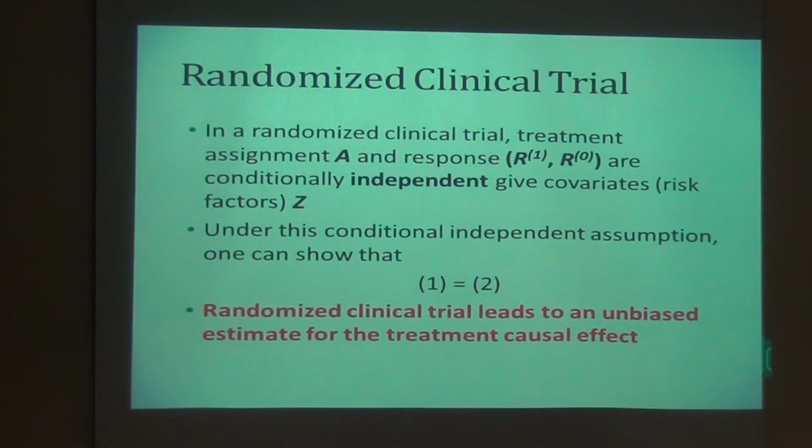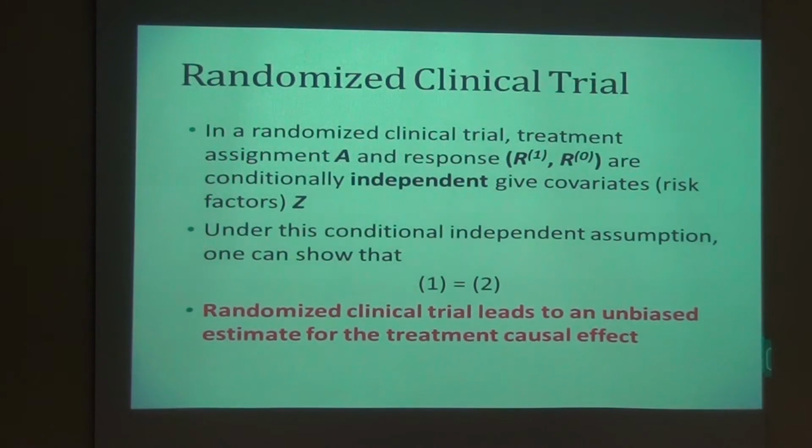In a randomized clinical trial, the treatment assignment A and the response are conditionally independent, given all the risk factors. Because everybody has the same chance, say you flip a coin: head, you receive the treatment; tail, you receive the placebo. So everybody has the same chance to receive the treatment or placebo. Under this conditional independence assumption, one can show that 1 equals 2. So you don't need to make an adjustment. In other words, a randomized clinical trial leads to an unbiased estimate of the treatment causal effect.